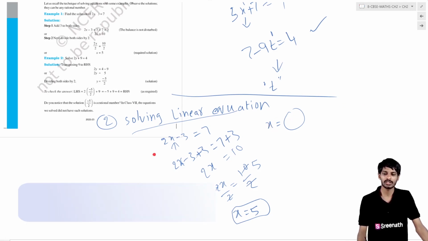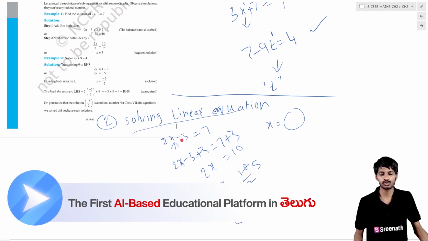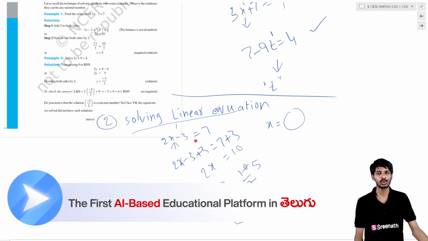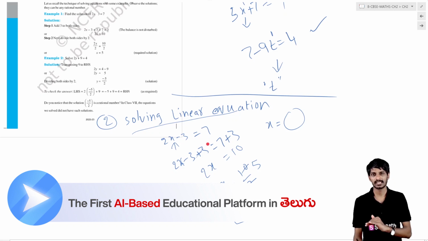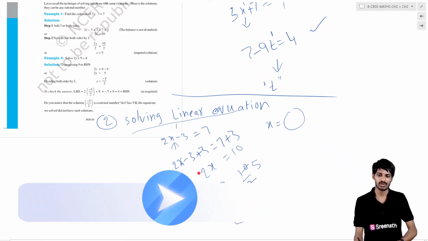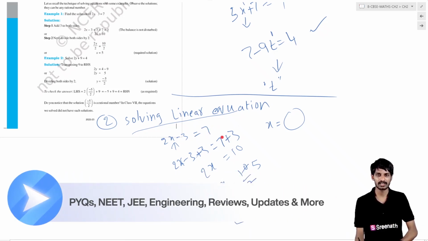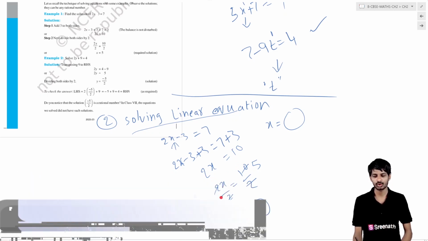For that, we have taken a linear equation. How to solve it: if you do any operation on both sides, then the equation will not change. So we have added 3 on this side and added 3 on this side also. These 3s will be cancelled, and finally you get 2x equal to 10. Now we have divided both sides by the same number, so this will not change the equation. So 2 will be cancelled.